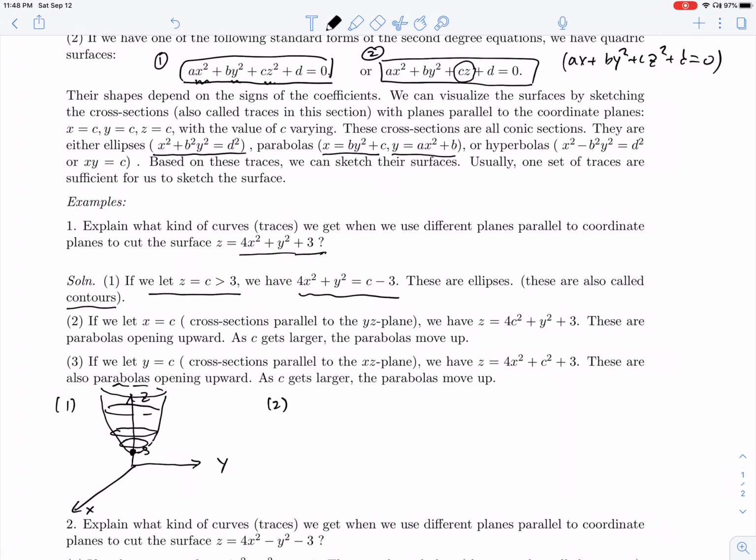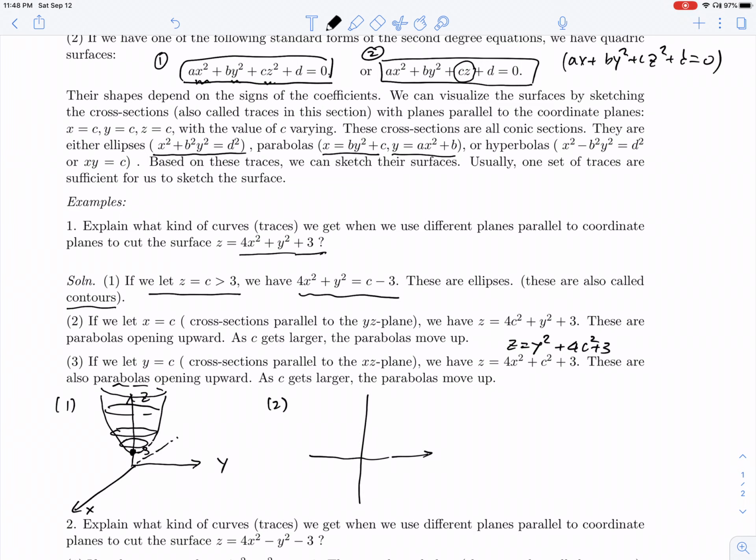That means we move back and forth, right? And then when we move back or forth, we are going to have parabolas, and it's z equal to something. z is equal to y squared plus 4c squared plus 3. So we have something like this.